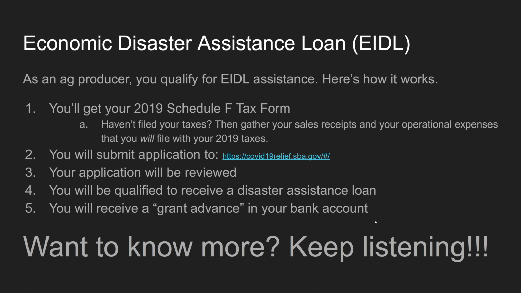Second, you will submit an application to covid19relief.sba.gov. Third, your application will be reviewed. Fourth, you will be qualified to receive a disaster assistance loan. And fifth, you will receive a grant advance in your bank account. If you want to learn more, please keep listening.